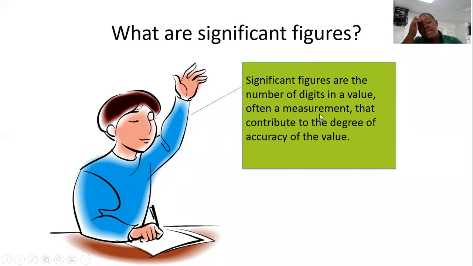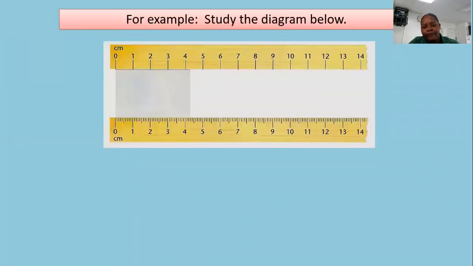Okay, so we know that significant figures are the number of digits in a value. And we often use significant figures when we're talking about measurement. They contribute to the degree of the accuracy of a value. So let's take a look at this ruler.